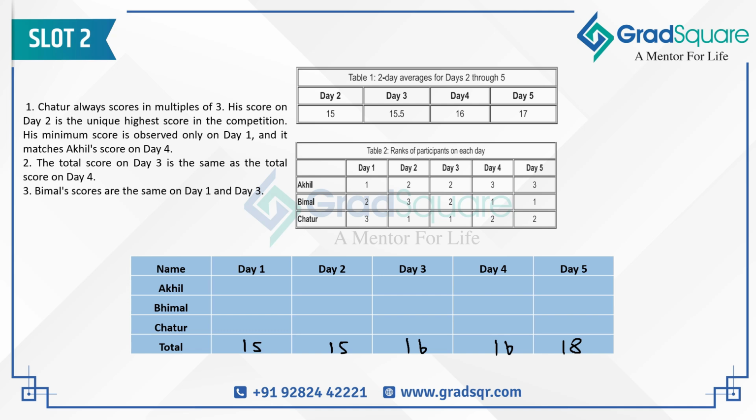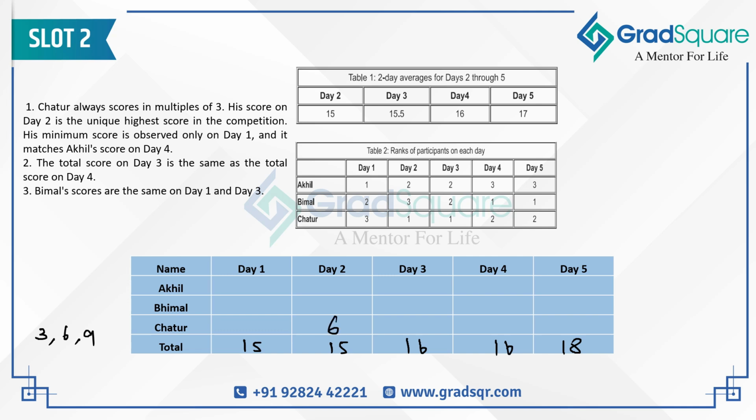And what has been said? Chatur always scores in multiples of 3. The balls are numbered from 1 to 9, so if he is scoring in multiples of 3, the possible cases are 3, 6 and 9. And he scores the unique highest in the competition on day 2. Can this be 3? If this is 3 and is the unique highest score in the competition, then all the other values will be less than 3. Can any 3 values less than or equal to 3 add up to 16 or 18? No, not possible. So 3 cannot come here.